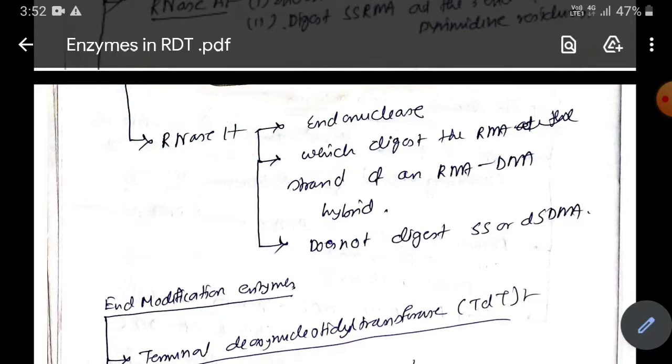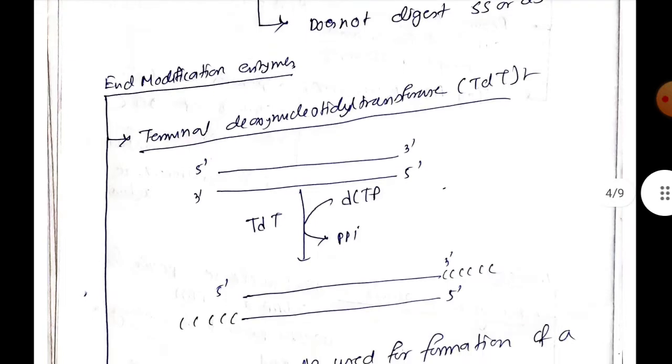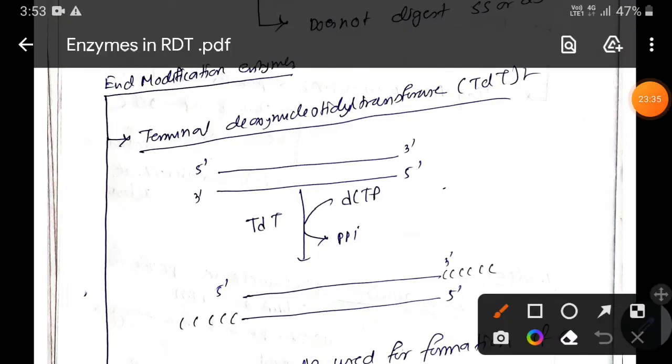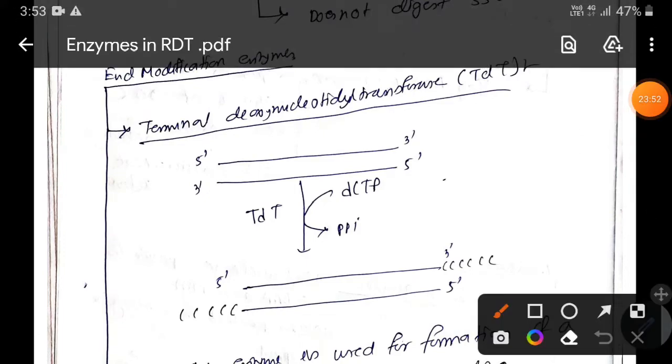Okay, so now let's move on to end modification enzymes. Another important thing, although we have discussed it in a short manner earlier, the first end modification enzyme that I want to discuss with you is terminal deoxynucleotidyl transferase. I have already discussed TdT in a very short manner at the start of this video. This terminal deoxynucleotidyl transferase will label at the 3' end, right, as I have told you.